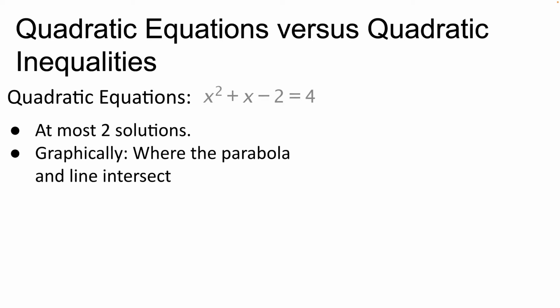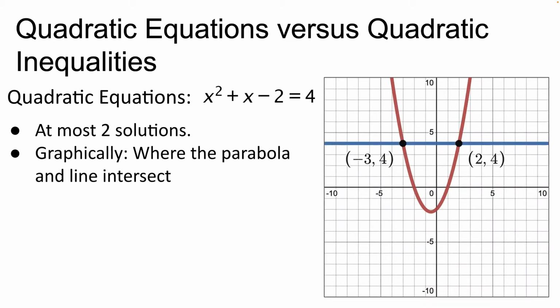So for example, if we're looking at the quadratic equation x squared plus x minus 2 equals 4, the left-hand side will be a parabola, and the right-hand side will be a horizontal line at 4. So where those two functions are equal is where the horizontal line and parabola intersect. In this case, there are 2 points of intersection where x equals -3 and x equals 2. So this quadratic equation has two solutions.